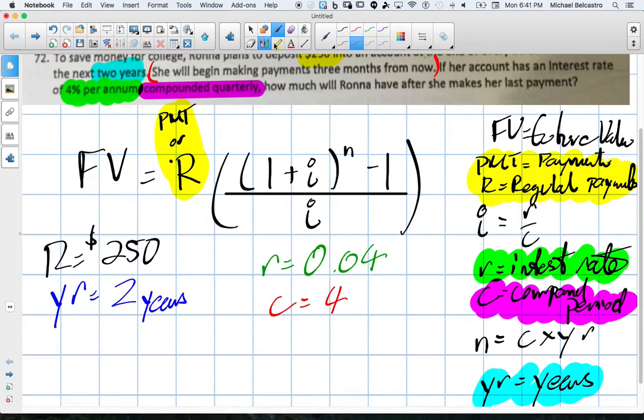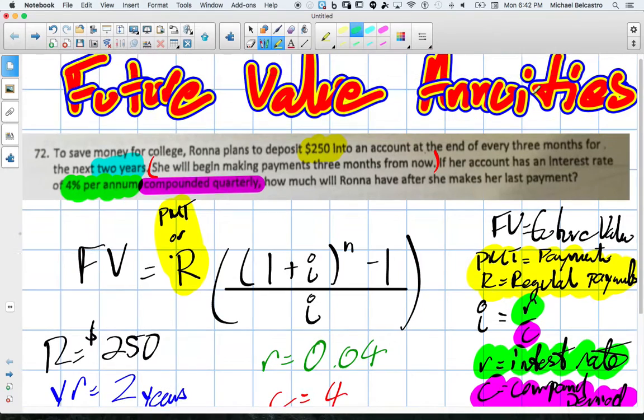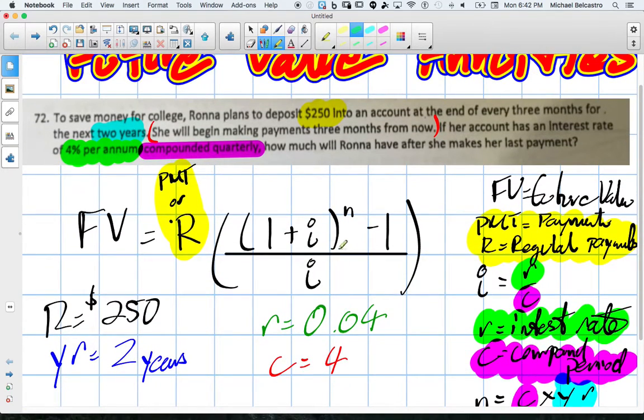That gives us enough to solve for. You see the compound period occurs in both of these. We have years, so we can solve for the N. We have R, the interest rate, so we can solve for the I. The only thing we don't know is future value, so we can plug everything in. How much will Rona have after she makes her last payment? We're going to plug these things in, and then we're going to do a little work to manipulate N because of the way they've worded this formula here.